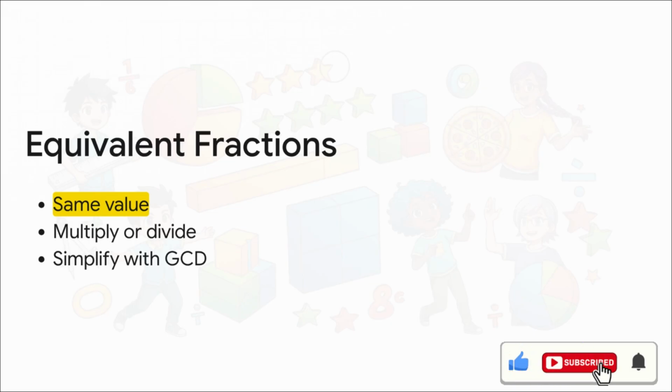1/2 is the exact same value as 2/4 or 4/8. You find these by multiplying or dividing the top and bottom by the exact same non-zero number. And when you want to tidy things up and find the simplest form, you just divide by the greatest common divisor. For instance, divide both the top and bottom of 12/16 by 4, and you get the beautifully simple 3/4.